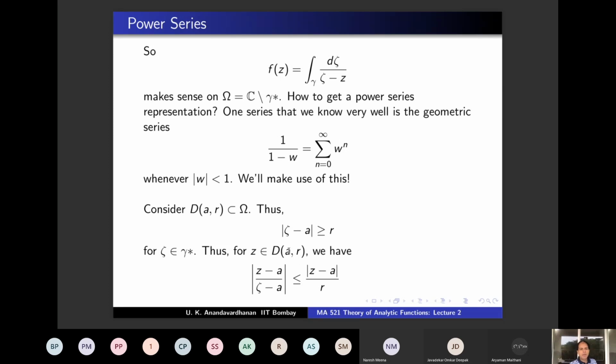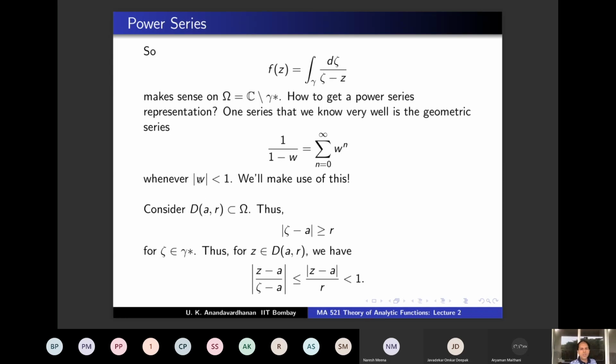Why? Because z is from D(a, R), an open disk. Mod z minus a is strictly less than R in this open disk. Therefore, mod z minus a by R is strictly less than 1. All of you are with me? It's just an observation that if you consider this quantity, it is strictly less than 1. Compare with, recalling something from our school days, the geometric series. Whenever something has modulus less than 1, 1 by 1 minus that thing has a nice geometric series, power series expansion. And here you have something whose modulus is strictly less than 1.